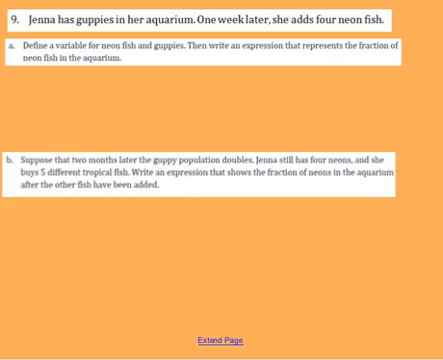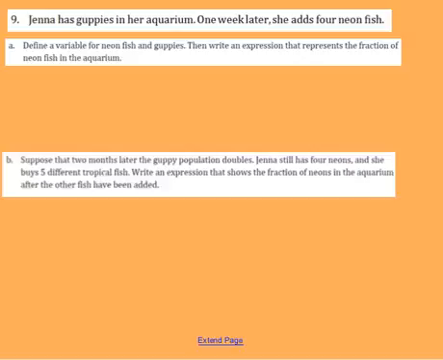Awesome. So now a few word problems. Jenna has guppies in her aquarium. 1 week later, she adds 4 neon fish. Define a variable for neon fish and guppies, and write an expression that represents the fraction of neon fish.